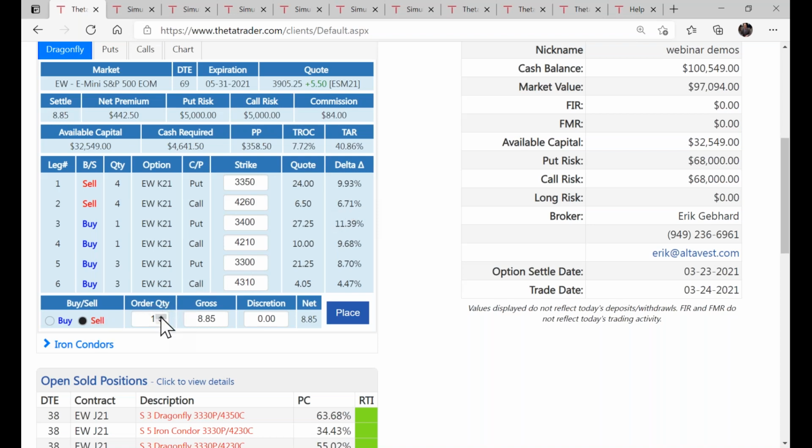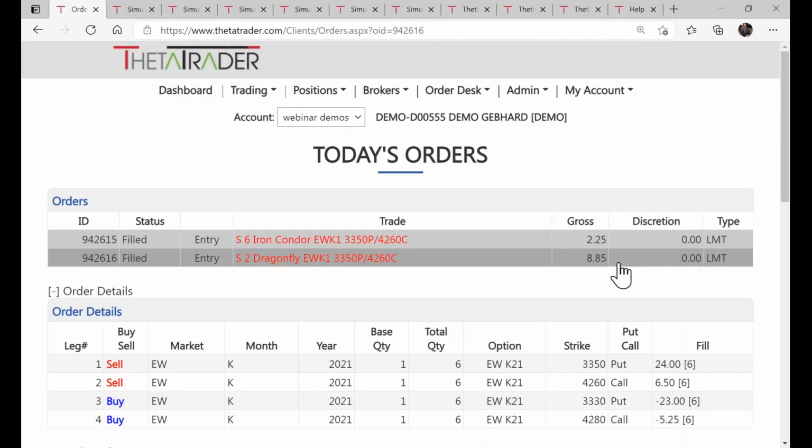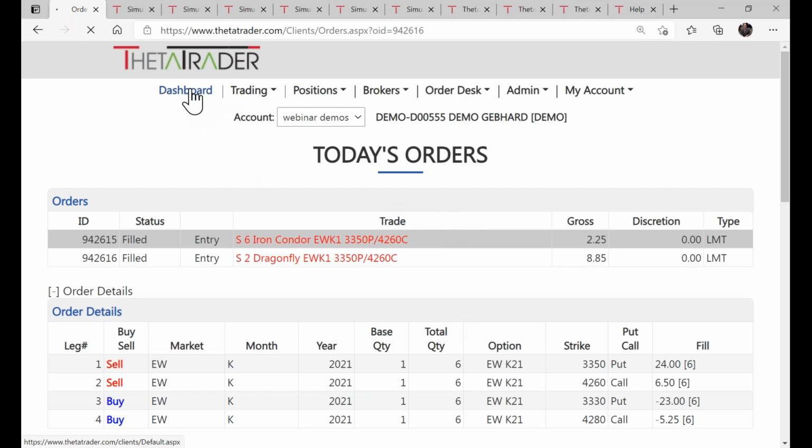And the default here, it always defaults to a quantity of 1. Let's say we're doing 2 instead. You notice cash required jumps up to 92.83, and we're selling this at a price there. And there it goes. Just that simple.